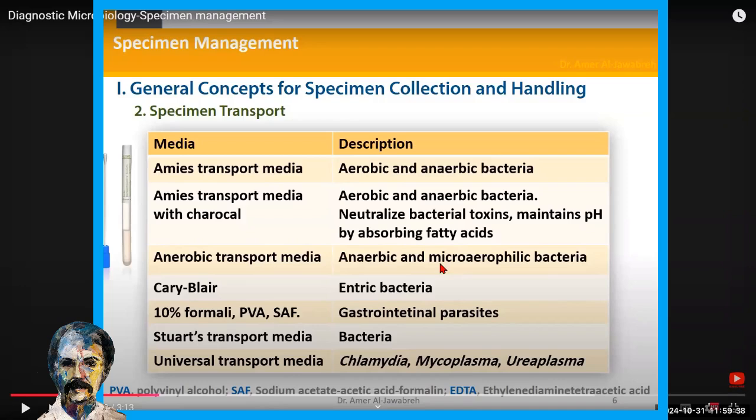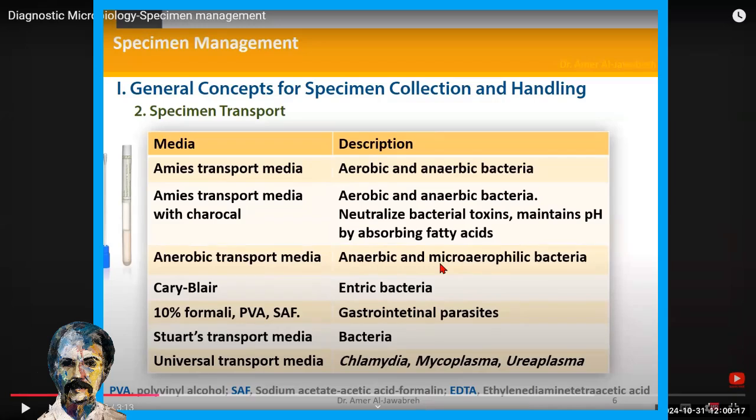Why do they use the charcoal, the black material? To neutralize bacterial toxins and maintain pH by absorbing fatty acids. Because the pH, if you leave it, maybe it goes up and becomes alkaline, and this will destroy the bacteria, or the other way around. So they neutralize the bacterial toxin and maintain the pH in its status by absorbing the fatty acids. Because at the end, fatty acids lower the pH and it becomes acidic.